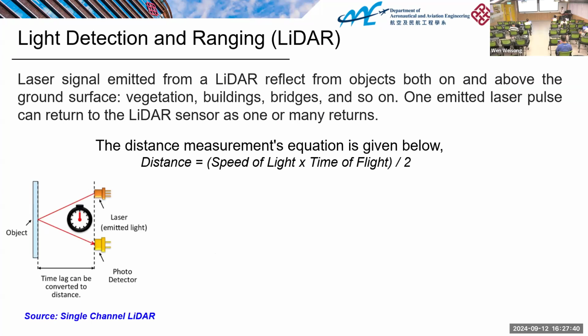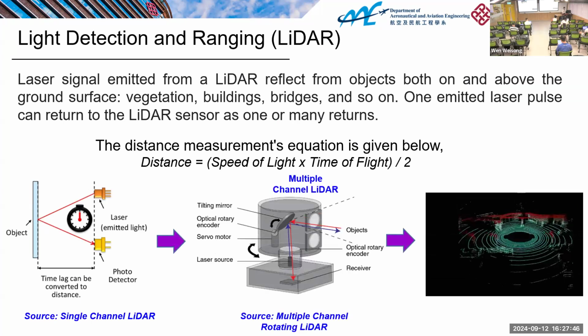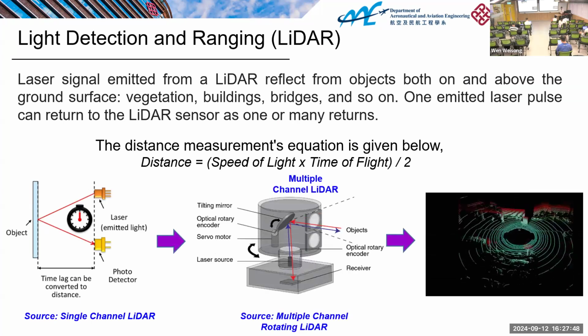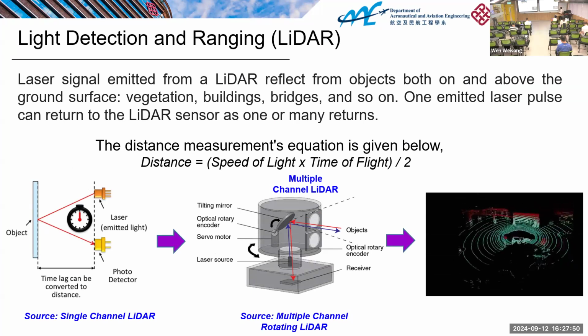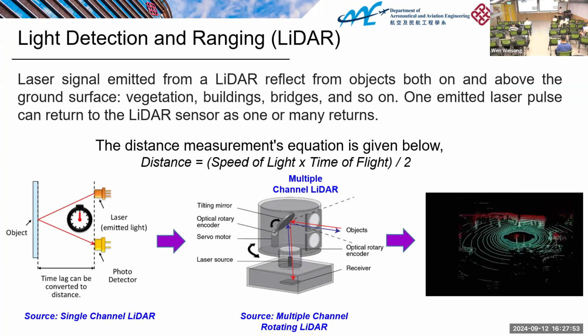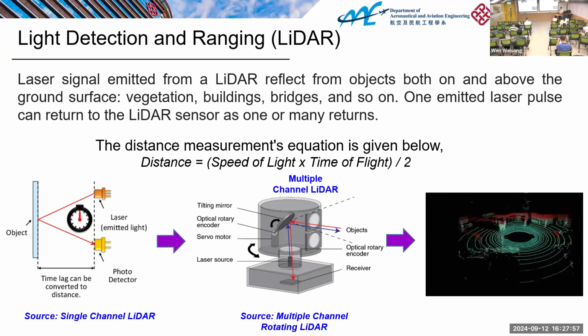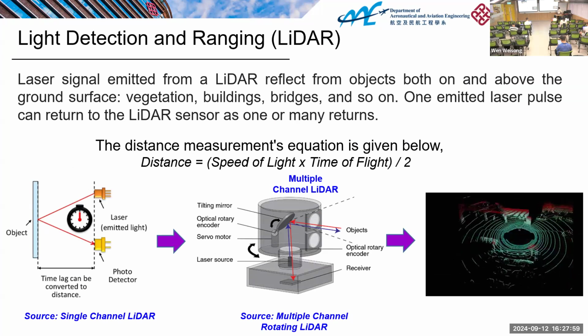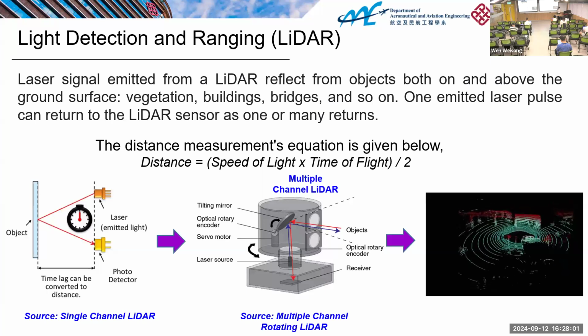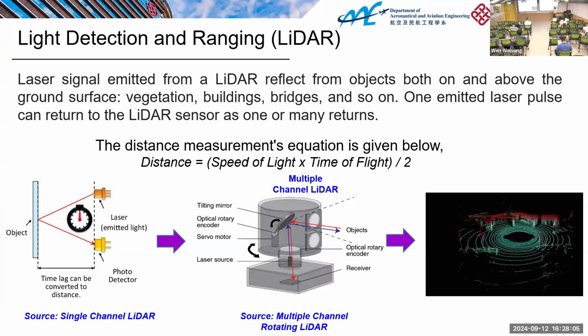Another sensor is called light detection and ranging, LiDAR. This is the typical sensor used for autonomous driving cars. This is an overview of the measurements from the LiDAR. The LiDAR can provide a dense point cloud, right? This is typically installed in Google's autonomous driving cars. So the principle is like this.